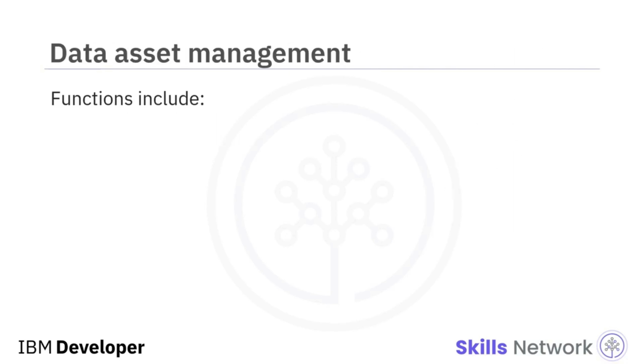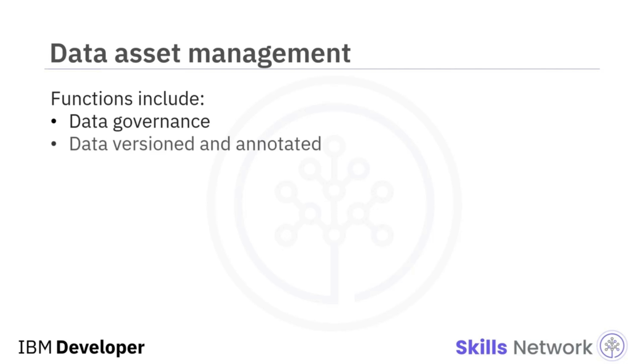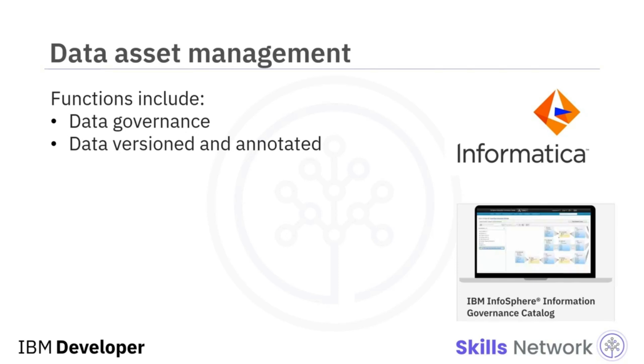Data asset management, often called data governance or data lineage, is a crucial part of enterprise-grade data science. Data must be versioned and annotated with metadata. Vendors, including Informatica with Enterprise Data Governance and IBM, provide tools for these specific tasks. The Information Governance Catalog covers functions like a data dictionary, which facilitates the discovery of data assets. Each data asset is assigned to a data steward or the data owner. The data owner is responsible for that data asset and can be contacted.